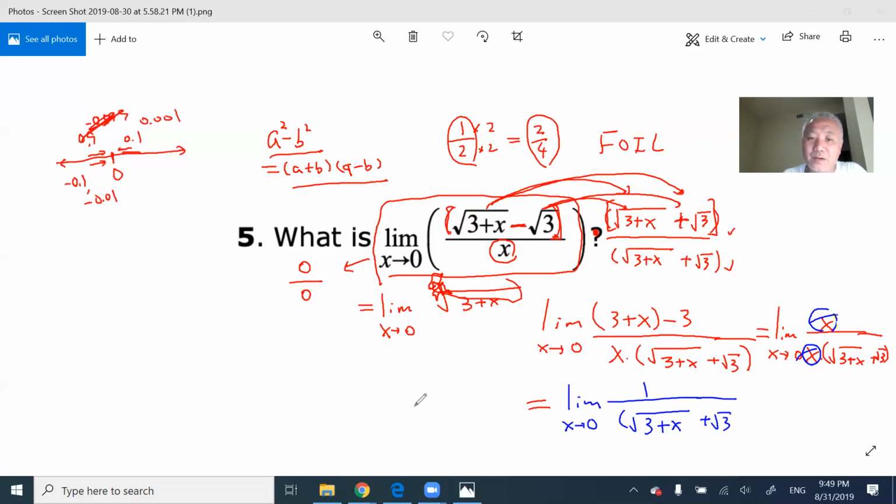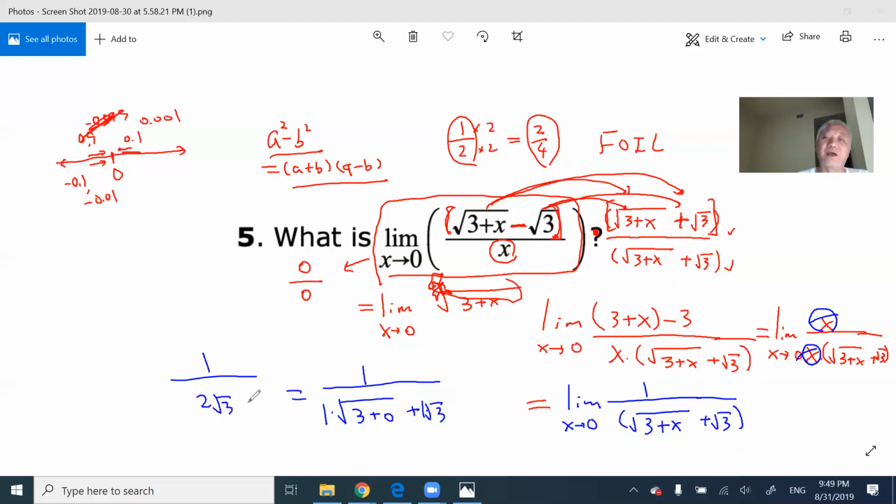Now, when you got this, I write it here, okay? Space is limited. So I'm going to plug in x equals 0. I will get 1 over square root 3 plus 0 plus square root 3. So continue. 1 over square root 3 plus square root 3. This means 1 square root 3 plus 1 square root 3. You got 2 square root 3.